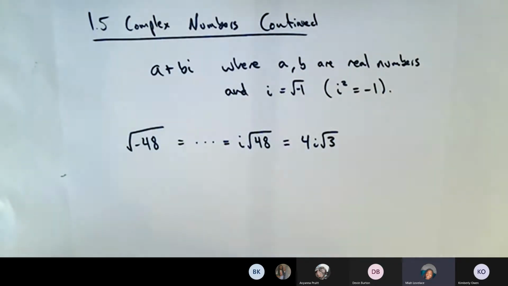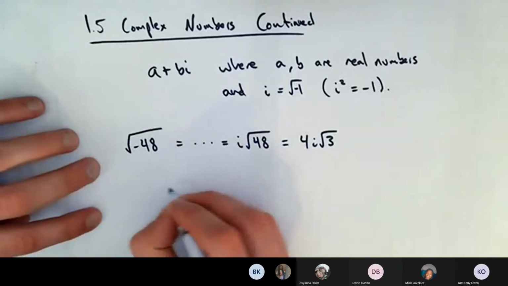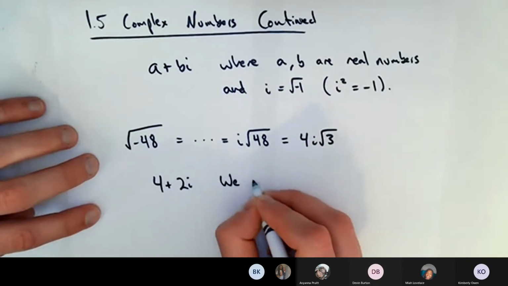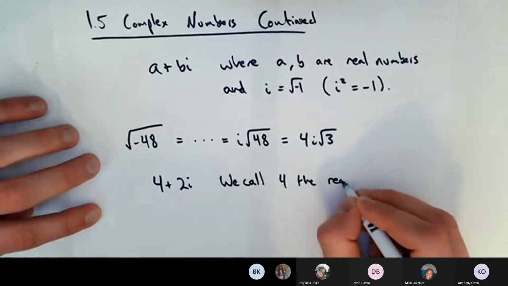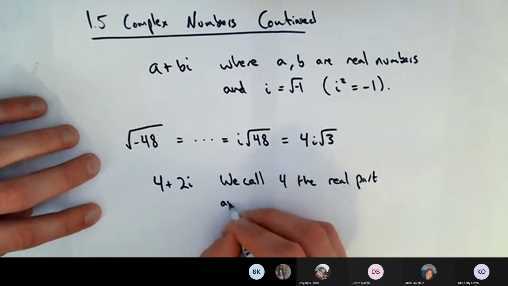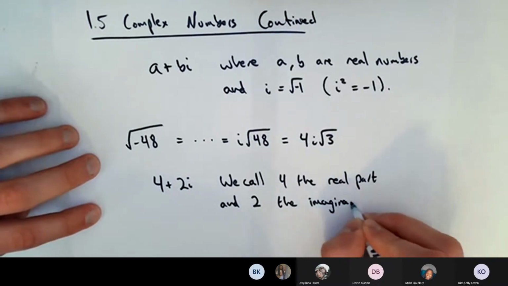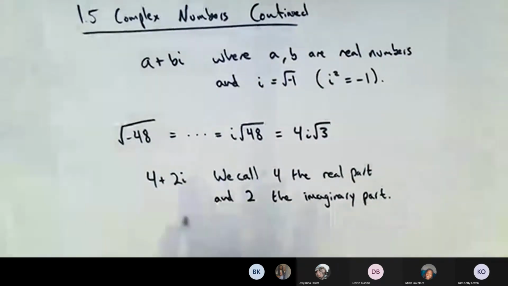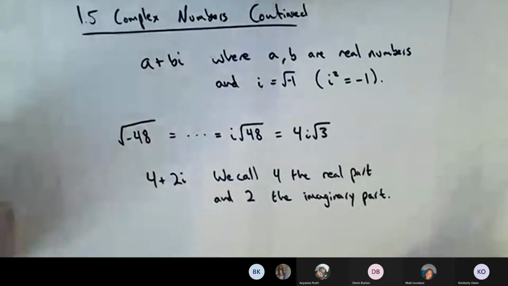Okay, no problem. So we talked about this part of i. What else did we say? We also said that for a number like 4 plus 2i, we call 4 the real part and 2 the imaginary part. That's just some vocabulary here. If I refer to the imaginary part of the number, I'm talking about the number that's attached to i. And 4 is just the normal old real number. Okay, so we talked about this last time.